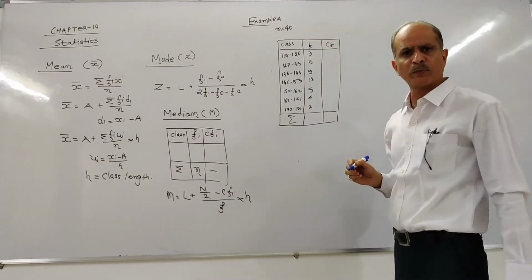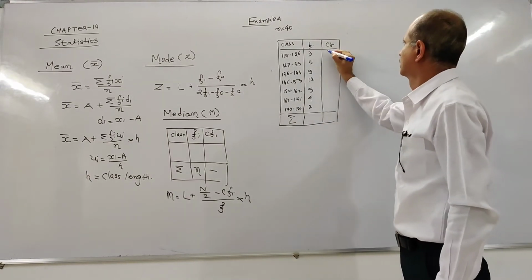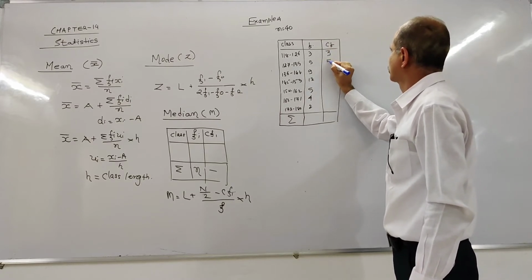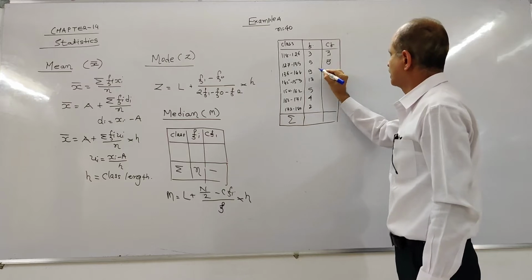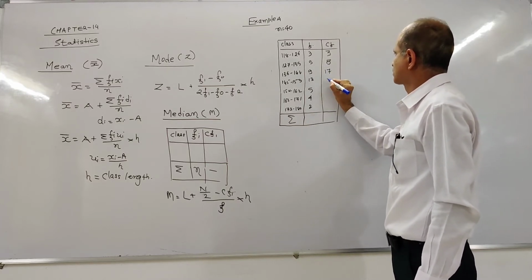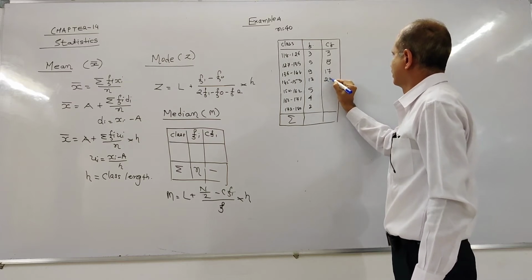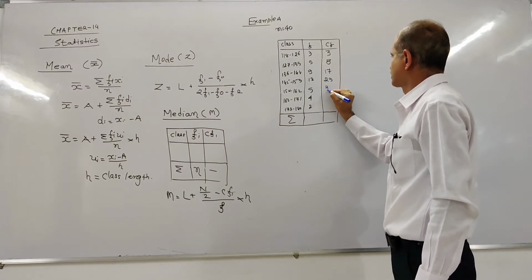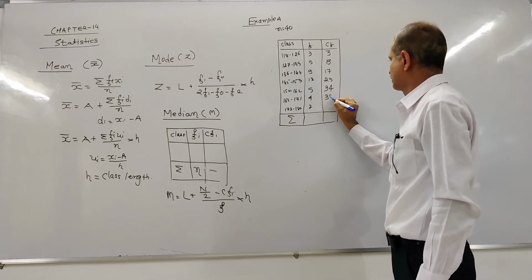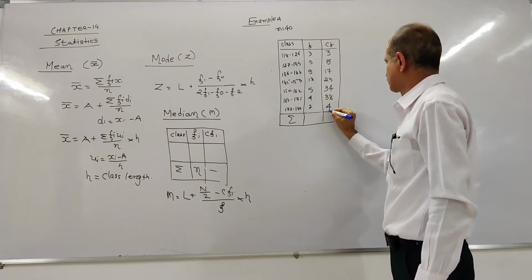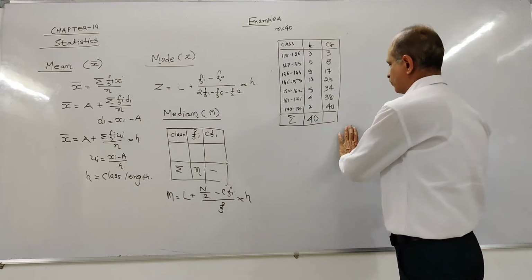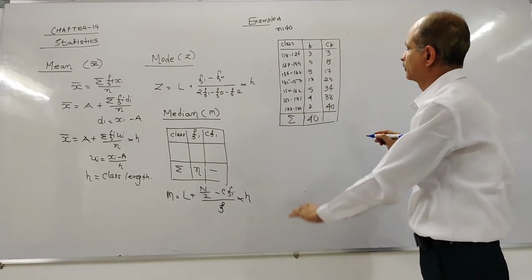Well, let us find out the cumulative frequency in this example. Here you have to write 3. 3 plus 5 is equal to 8. 8 plus 9 means 17. 17 plus 12 means 29. 29 plus 5 means 34. 34 plus 4 means 38. 38 plus 2 means 40. So here also the total is 40. So the value of n is equal to 40.